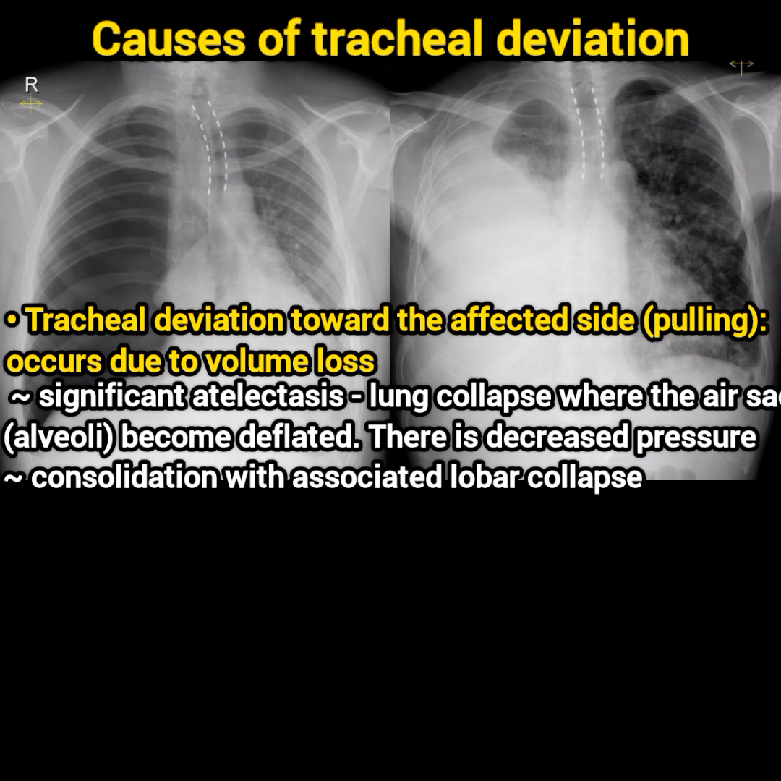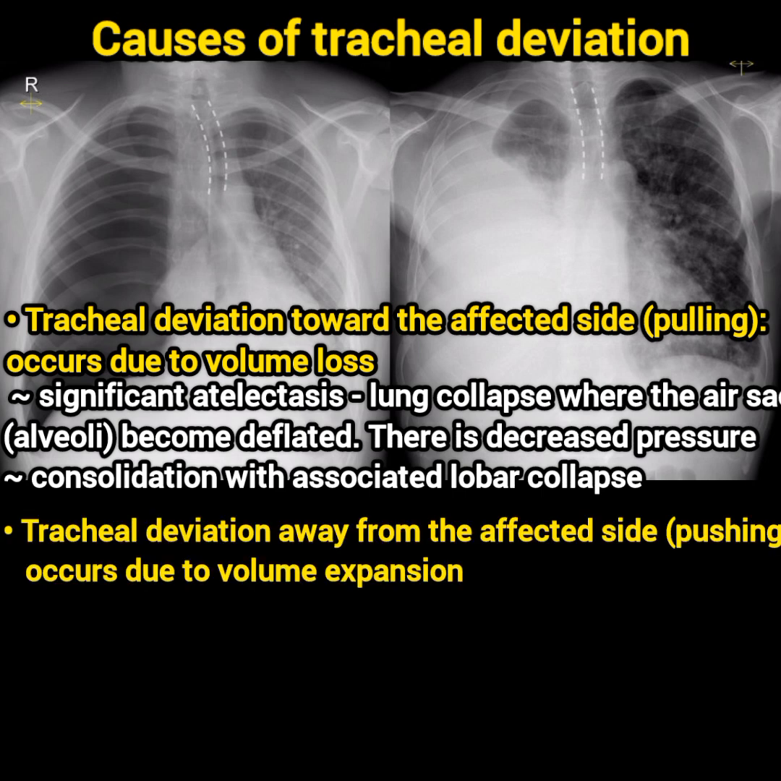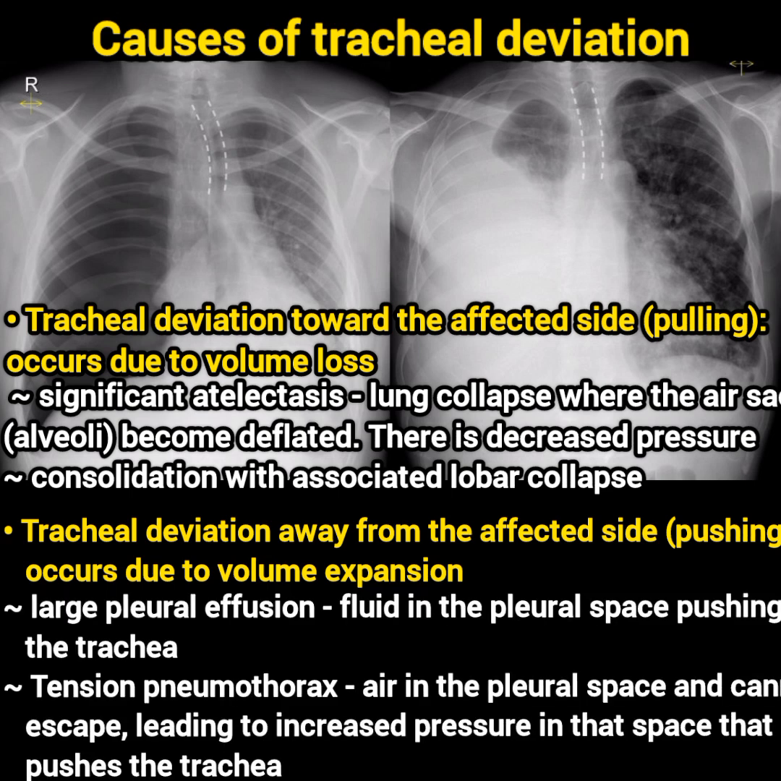Also, causes of tracheal deviation away from the affected site, when there is pushing of the trachea away from the affected site. This occurs due to volume expansion. In large pleural effusion, fluid in the pleural space pushes the trachea, and also in tension pneumothorax, air in the pleural space cannot escape, leading to increased pressure in that space that pushes the trachea.